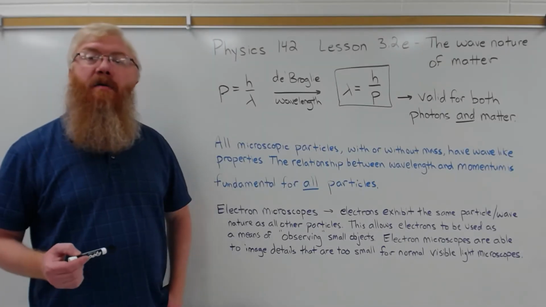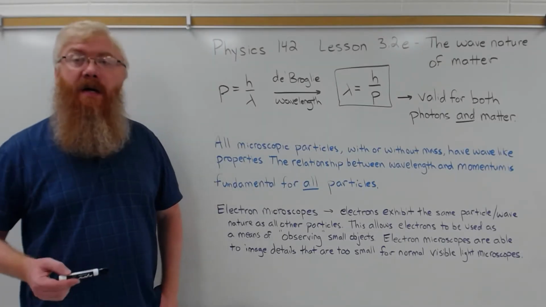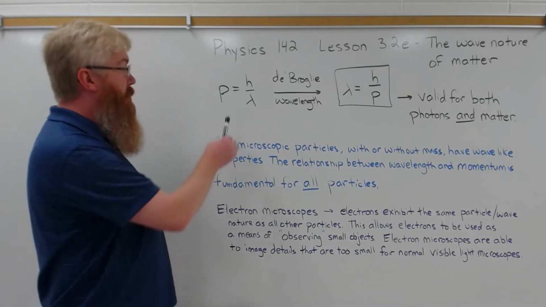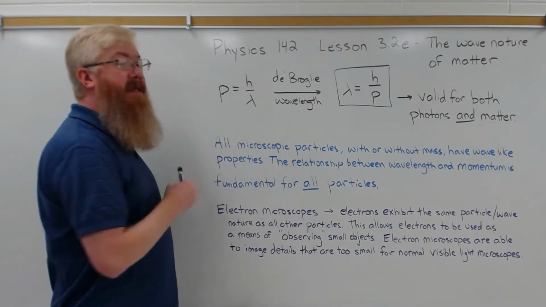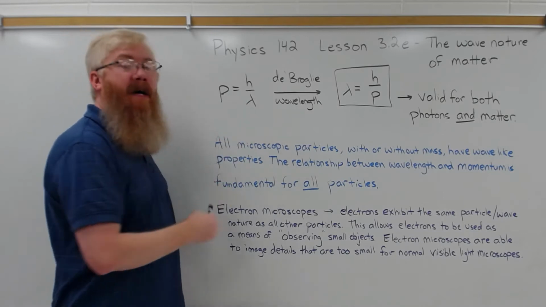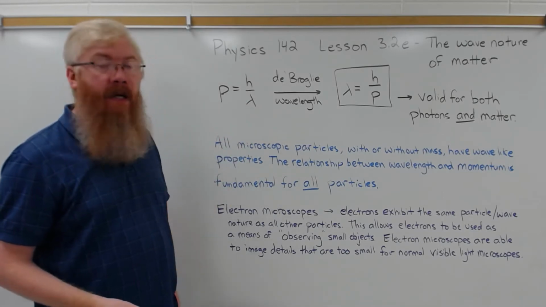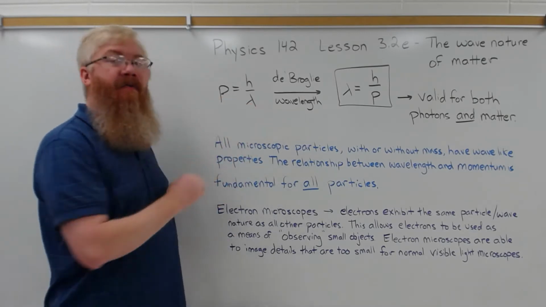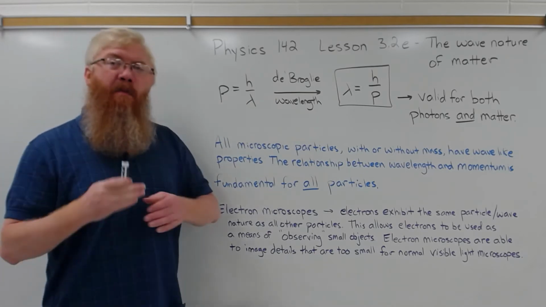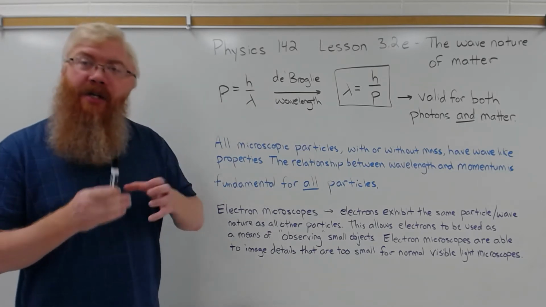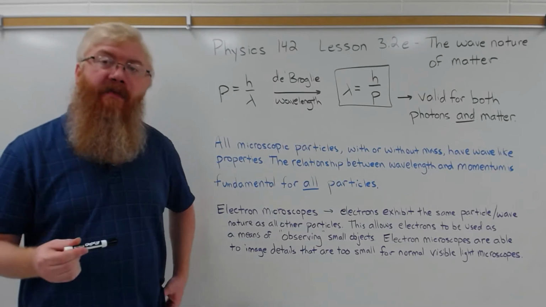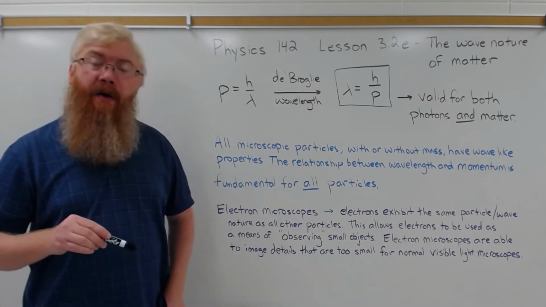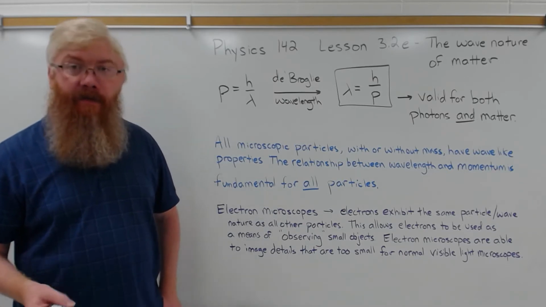We last talked about the momentum of a photon and how you can calculate it by dividing Planck's constant by the wavelength of that photon. So if you know the photon's wavelength, you can find its momentum. This momentum-wavelength relationship was actually discovered to exist for all matter, not just for photons.